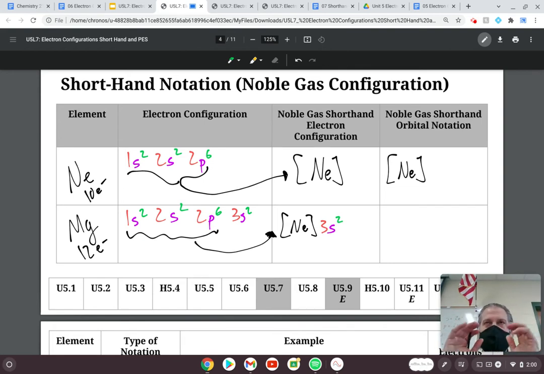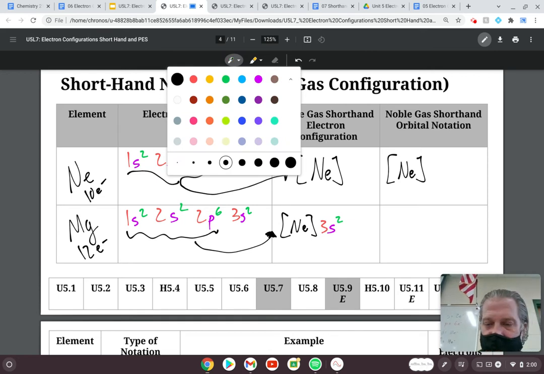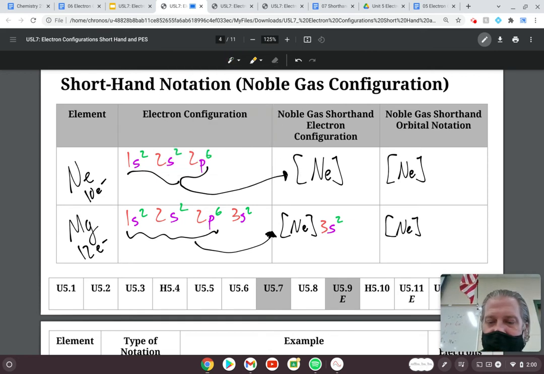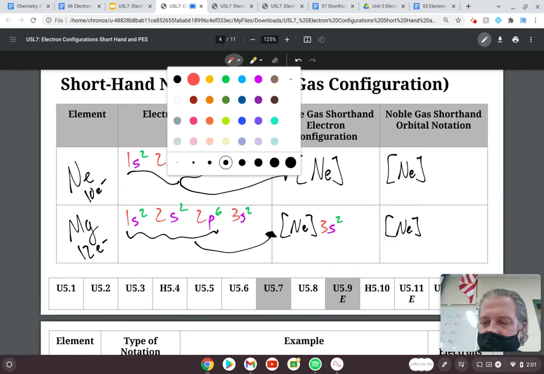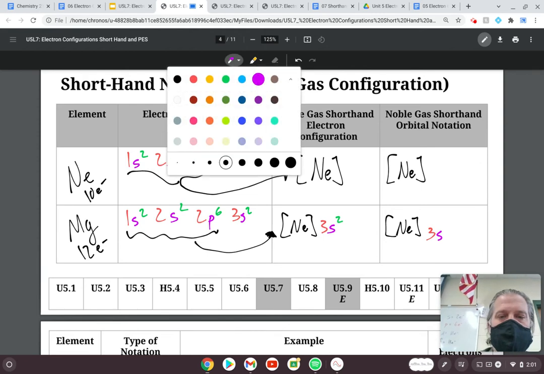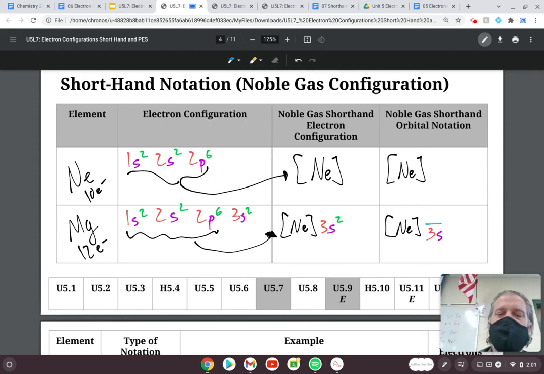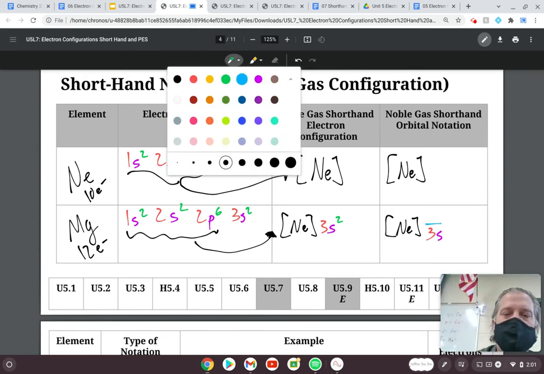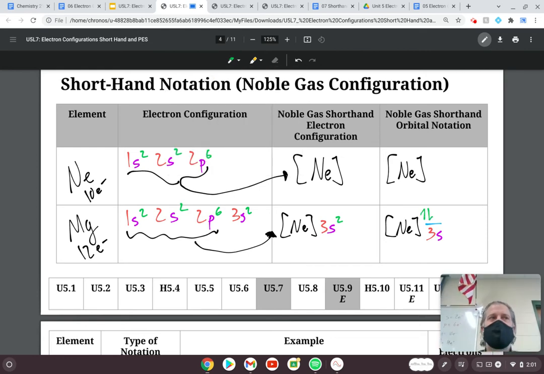So now I'm going to do the same thought process and write the orbital notation shortcut, which will be the same thing. Neon in a bracket, 3s, one orientation, arrow up, arrow down.